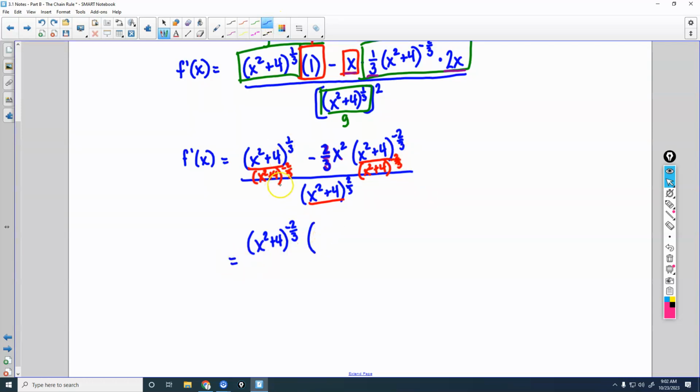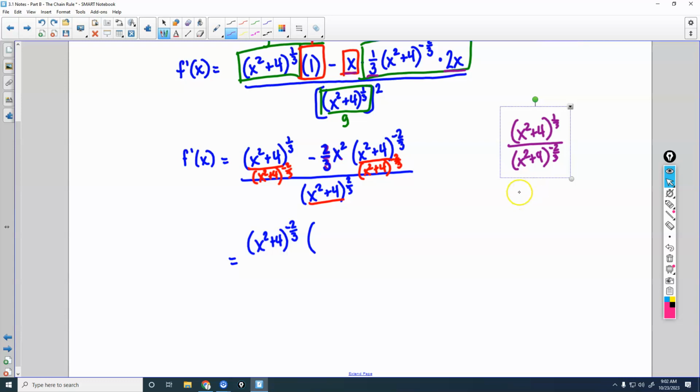So whenever you do that, I'm going to do this over to the side so we can think about it a little bit. When I have x squared plus 4 to the 1/3 over x squared plus 4 to the negative 2/3, what can I do with that negative exponent?